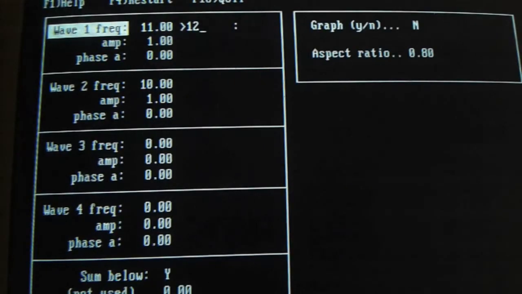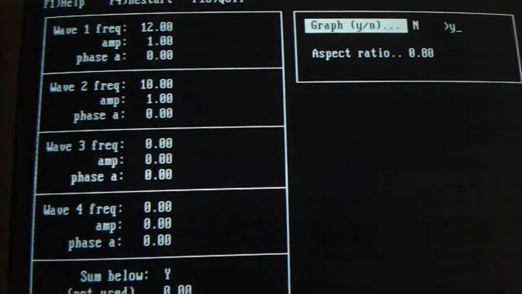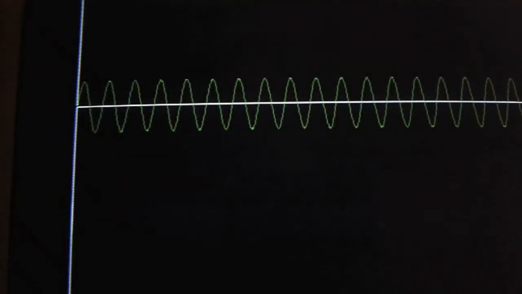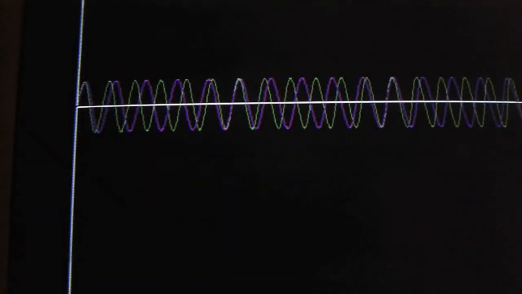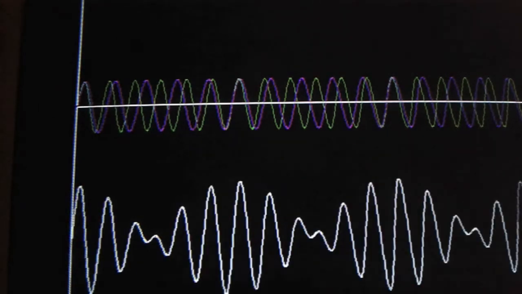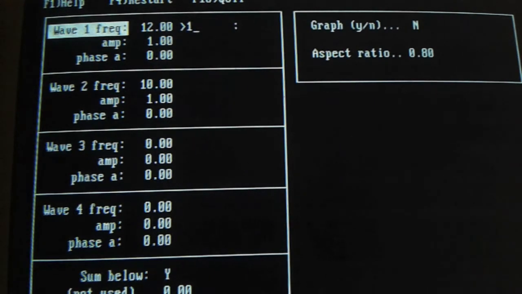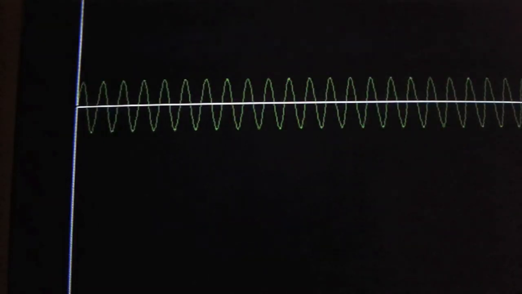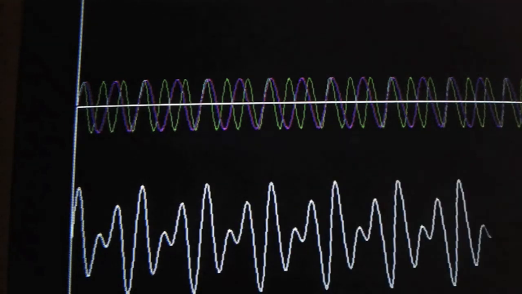We're going to go to 12 Hertz. First wave, second wave. Now you can see that they're drifting in and out of phase more rapidly. The difference is 2 cycles per second, and that's the frequency of the beats. Well, eventually, if you get them to be too far apart, you don't really see a beat pattern here.